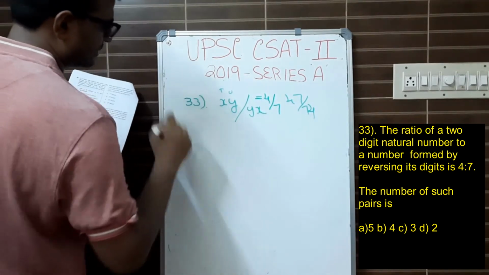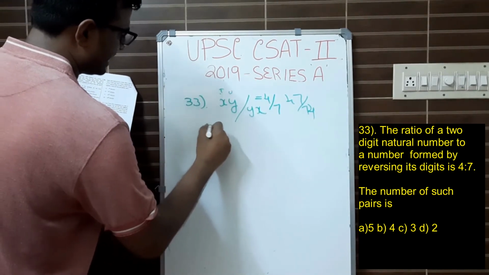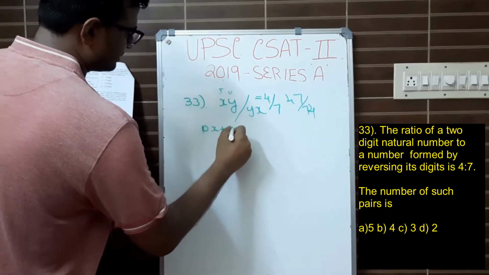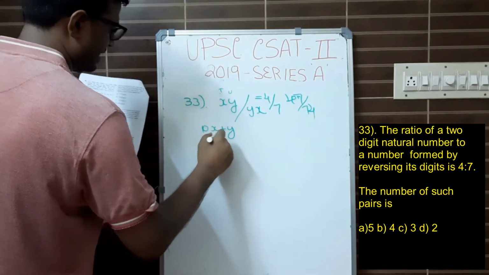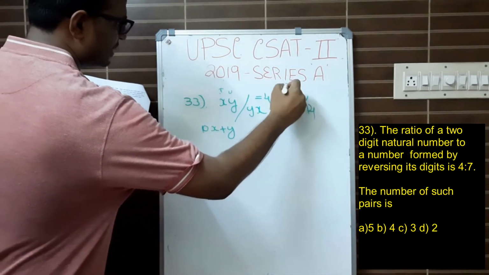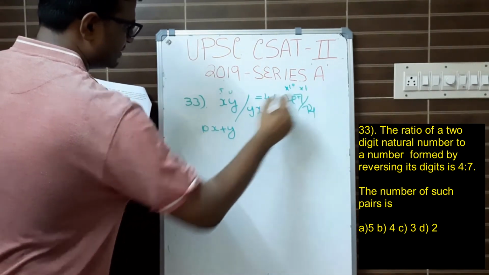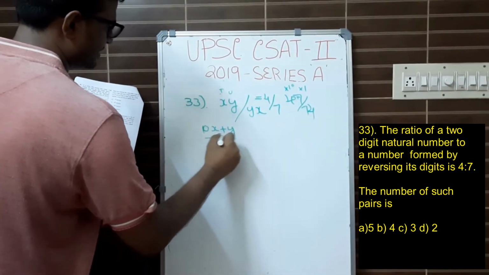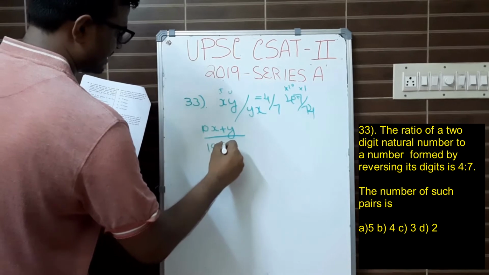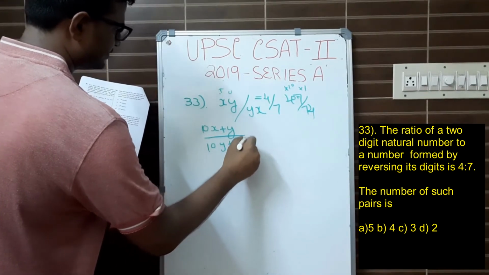It's not xy, this is tens place, so it should be 10x. Visually it looks like xy, 47, but it's actually 40 plus 7, right? So we have to write it as 4 into 10 plus 7 into 1. That is 10 into x, tens place, plus y into 1, ones place, by 10y plus x.